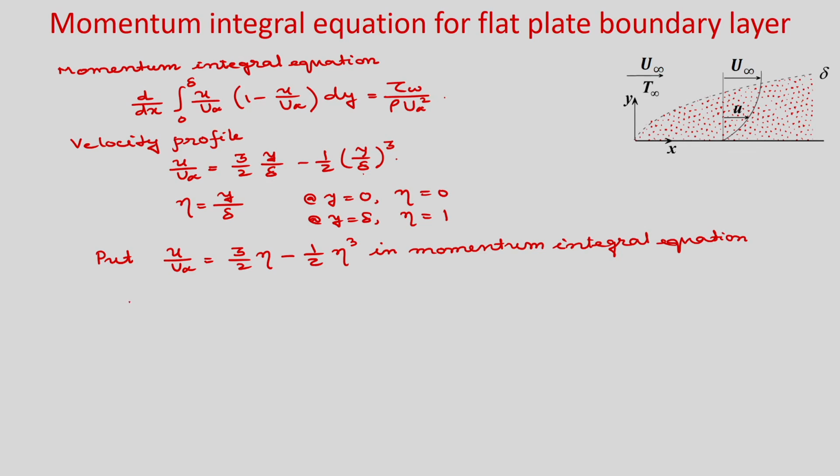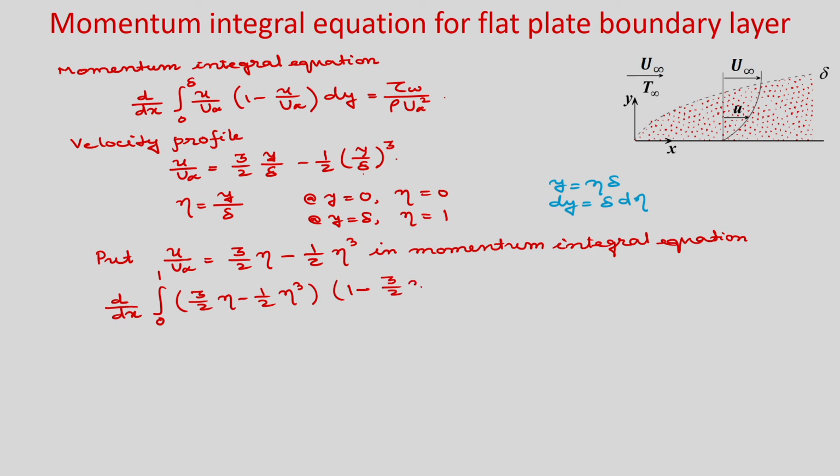So, what you will get? You will get d of dx, 0 to 1, because we are writing in terms of eta, and also you can see we have y is equal to eta into delta. So, dy we can write delta into d eta, because delta is a function of x only. So, u by u infinity will be just 3 by 2 eta minus half eta cube, then you have 1 minus u by u infinity.